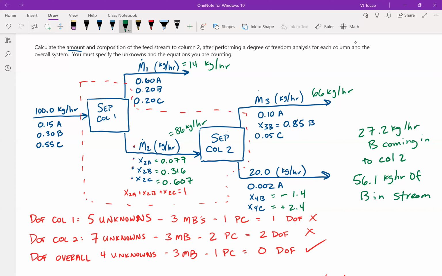So a lot of this class is putting material balances together with what phase equilibria tells us is possible. And we merge those together, and that is how we get a separations problem.